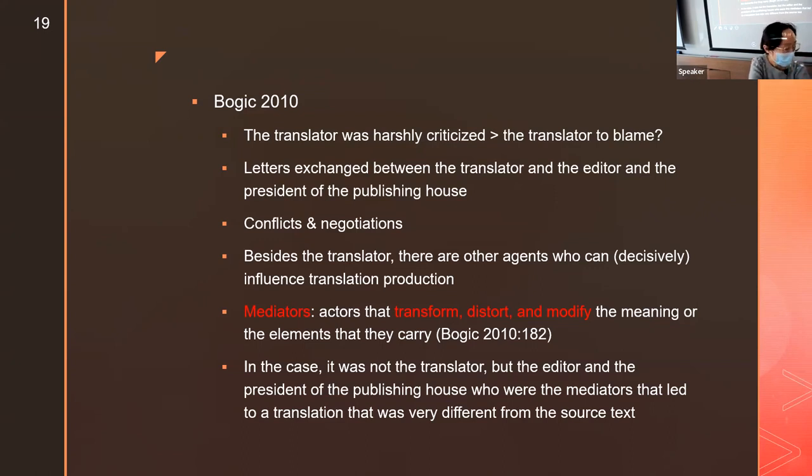So she did her research based on letters exchanged between the translator, the editor, and the president of the publishing house, and analyzed the conflicts and negotiations that went on between these participants. She finds that besides the translator, there are other agents who can decisively influence translation production. In this case, it is the publisher, the editor, or the president of the publishing house. It is their requirement: they ask the translator to do a lot of deletions, omissions, and editing of the original, which finally led to a translation that was very different from the source text.